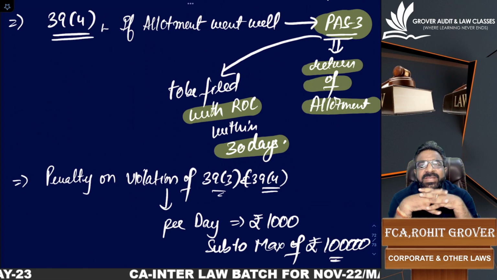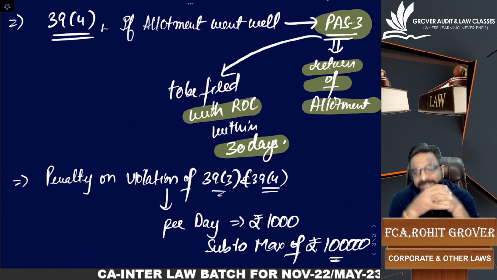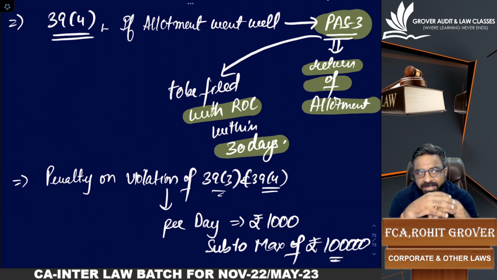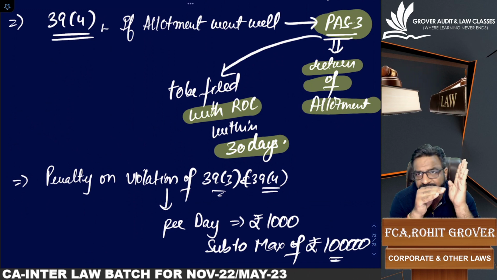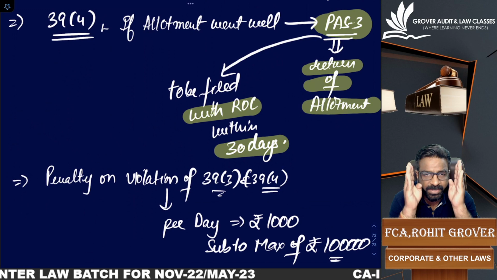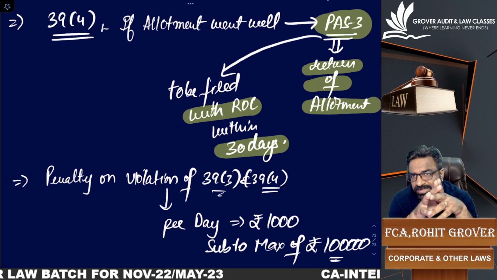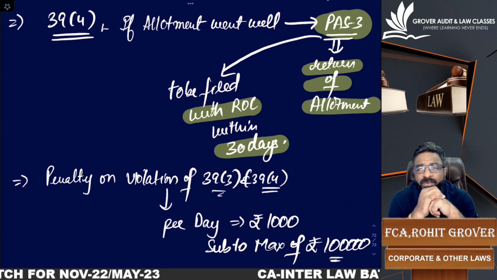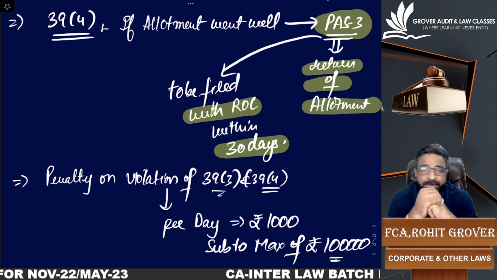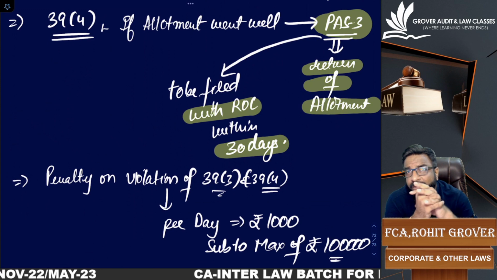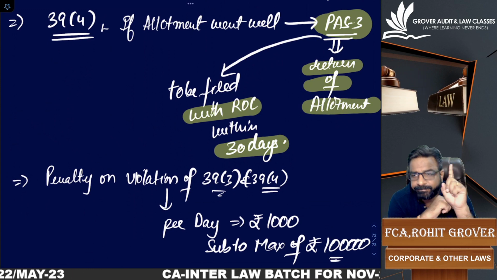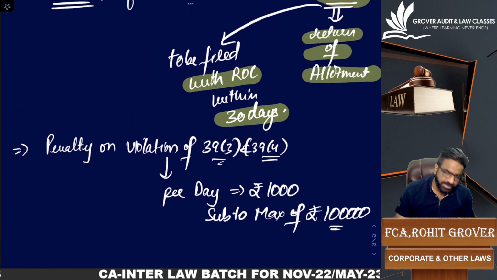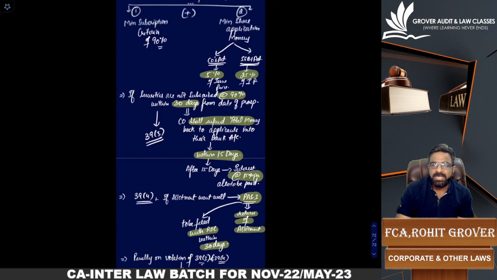Suppose I have delayed 48 days in filing the PAS 3 with ROC. In total I took 78 days. So 30 days I was allowed. How many extra days did I take? 48. So each day ₹1,000, subject to the maximum of 1 lakh. But what if I took 148 days, Arun Prasad? So it will be ₹1,48,000. But what is the maximum penalty? 1 lakh, sir. 1 lakh. Clear, everyone? Perfectly understood? So this is what brings an end to your meaning of allotment.